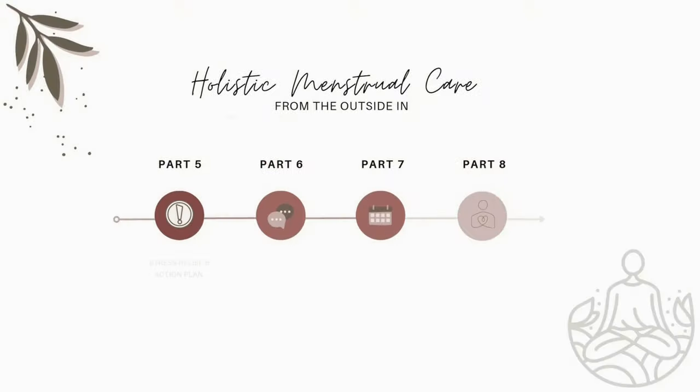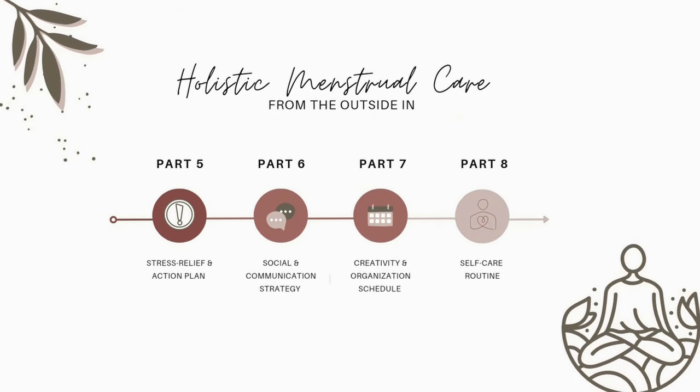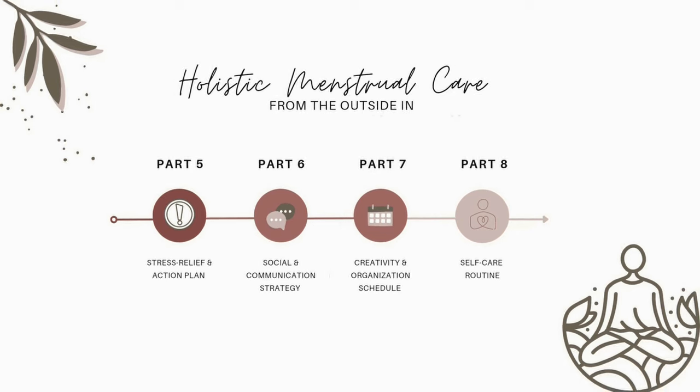In this section, we'll look at the external factors that can affect your period, as well as how your response to those factors might differ depending on the phase of the cycle that you're in. We'll take a closer look at each phase and create a plan or a strategy for the follicular phase in part 5, the ovulation phase in part 6, the luteal phase in part 7, and for the menstrual phase in part 8.